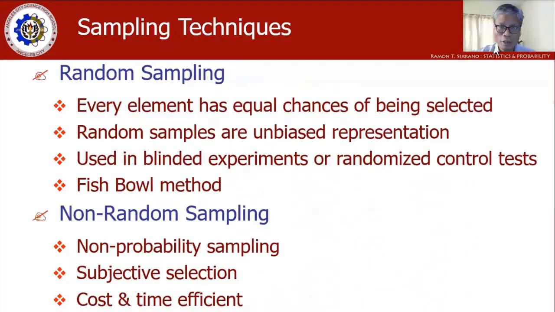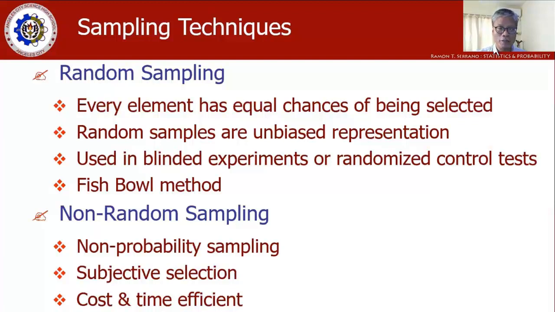Okay, let's now talk about the different sampling techniques that we're going to use, especially in our research. You're doing research now, and also for next semester or next year in your grade 12, you'll be doing quantitative research. These are very important lessons, okay? So there are basically two types, the random and non-random sampling.